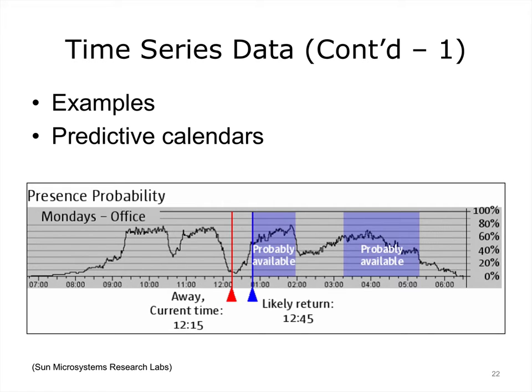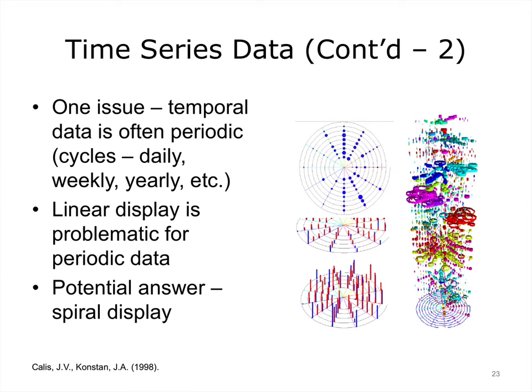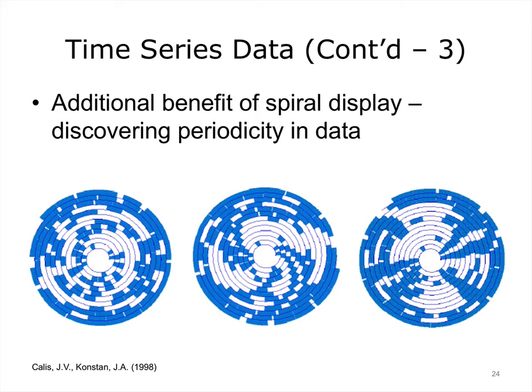Here is an example of time series calendar data. Linear graphs are the simplest and most common ways to represent time series data. However, often these data are periodic, following such cycles as seasons. A better way to represent periodic time series data is in a circular or spiral way. An additional benefit of spiral displays is that changing their temporal cycle can help to discover periodicity in data.